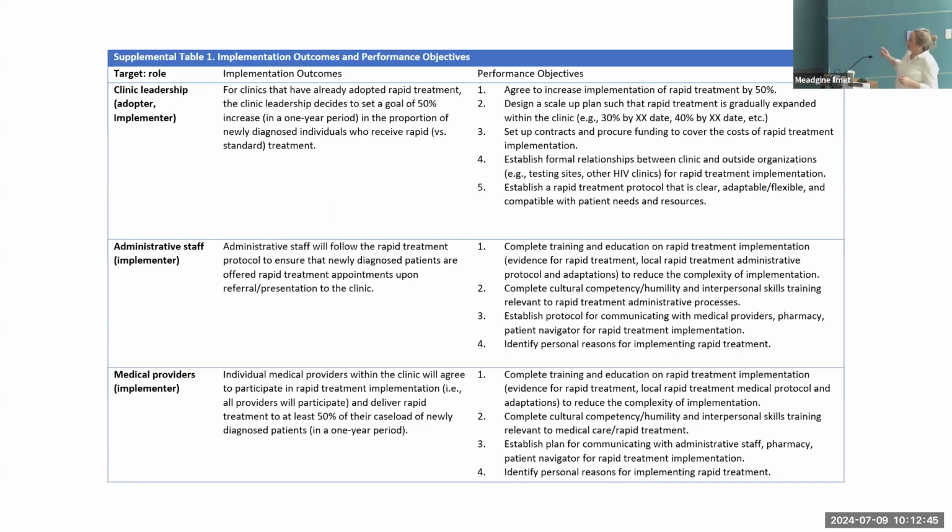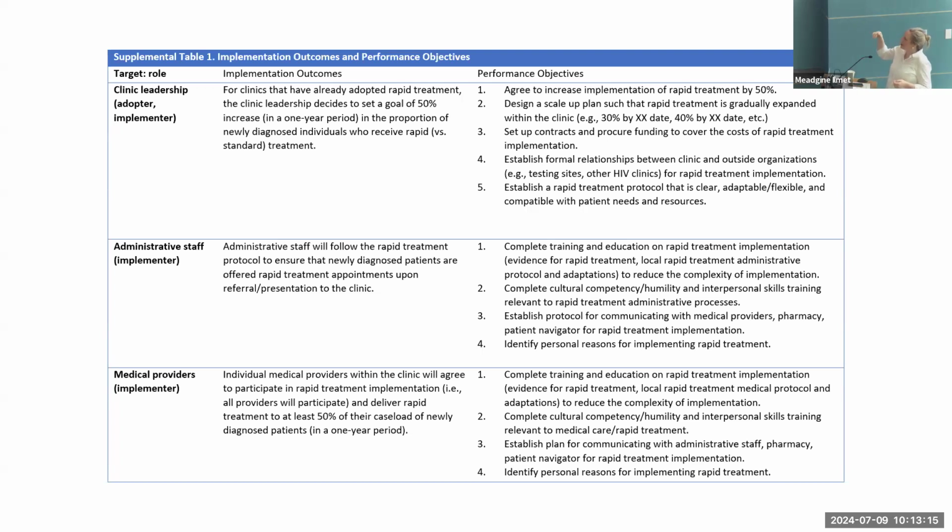Okay, so this example, as a sad side story, I was invited to submit these all as supplemental tables for that publication, but then the reviewer said that they were a distraction. So we didn't end up being able to. So anyway, I'm really glad they're seeing the light of day with this presentation. Okay, so I created all these supplemental tables of our implementation outcomes and performance objectives and things like that.